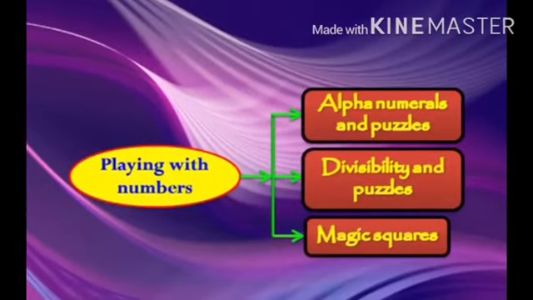The chapter number 5, playing with numbers, is divided into three parts. First is the alphanumeric puzzles, second is divisibility and puzzle, and third is the magic square. You already know about alphanumerical, which is taught by Shyamji sir. Now in this video I am going to discuss divisibility and puzzle.